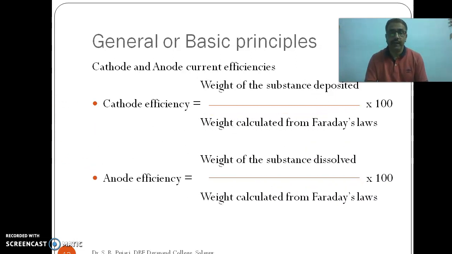Similarly, you can calculate anode efficiency as the weight of the substance dissolved. Because the anode is positively charged, it has to dissolve in the electrolytic cell when you apply the current. So it is the actual weight of anode dissolution divided by the weight expected from Faraday's laws, multiplied by 100. Again, what Faraday's calculations say regarding anode dissolution is always higher than what actually happened in the electrolytic bath solution. So in short, both cathode efficiency and anode efficiency are less than 100%.